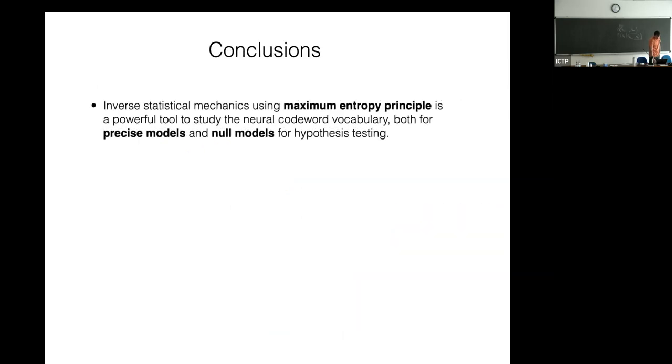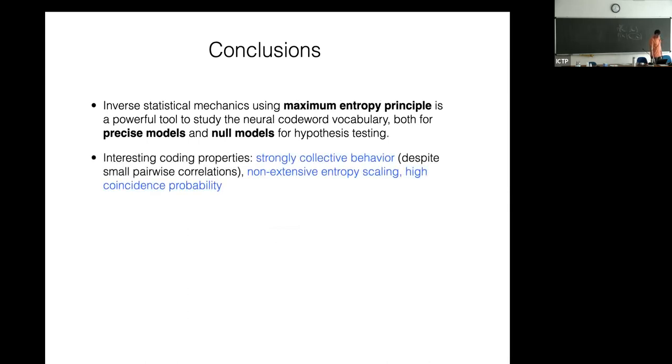Okay, so let me conclude. Here was a selection of highlights about what you can discover about the neural code, and what hypotheses you can make, if you use the maximum entropy principle to build models. I haven't shown you anything about the null model hypothesis testing, but to summarize: you see an interesting emergence of very strong collective behaviors, synchronized activity, even though individual pairwise correlations are small. You see non-extensive entropy scaling and high coincidence probability because microstates repeat.